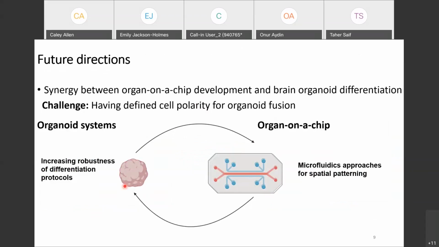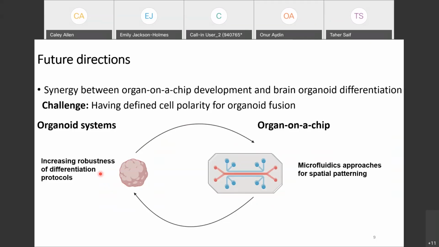One challenge would be ensuring that you have a defined cell polarity during the organoid fusion process. With the organoid system, we still need to increase the robustness of the differentiation protocols. The assembloid systems are still relying on guided differentiation of stem cell assembly, so being able to show that we can generate the same cell types from batch to batch is really important. And from the organoid-on-a-chip perspective, utilizing microfluidic approaches for spatial patterning would also be useful in ensuring that we can have these defined cell polarities during organoid fusion.